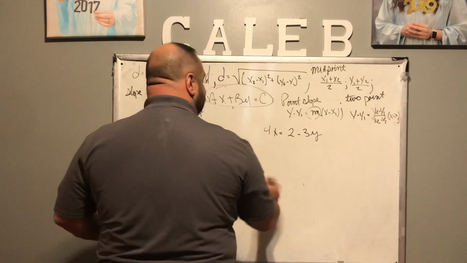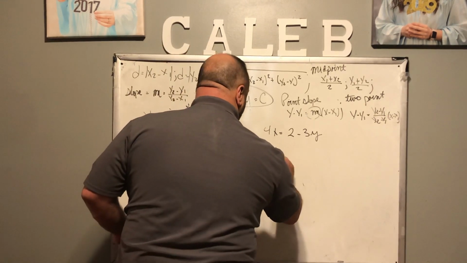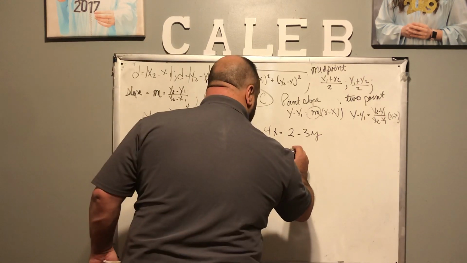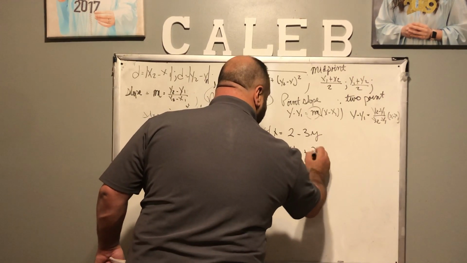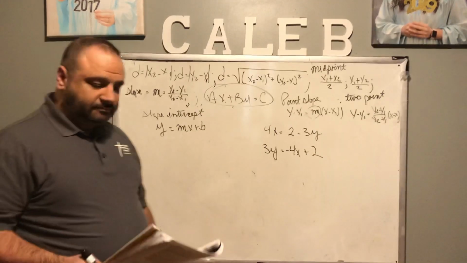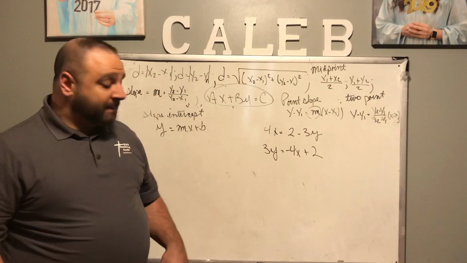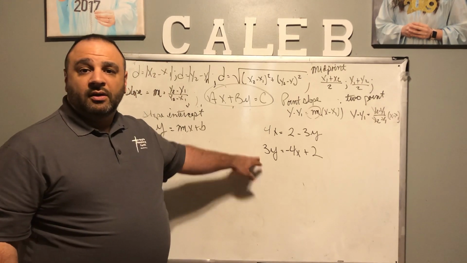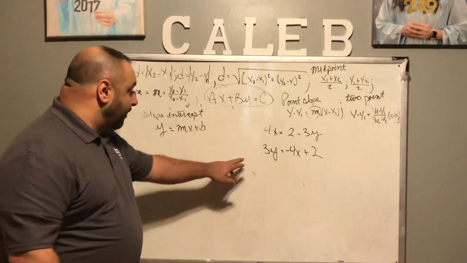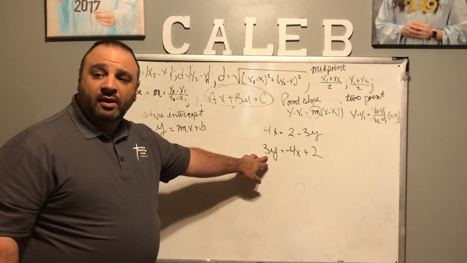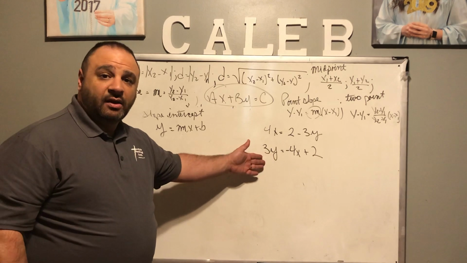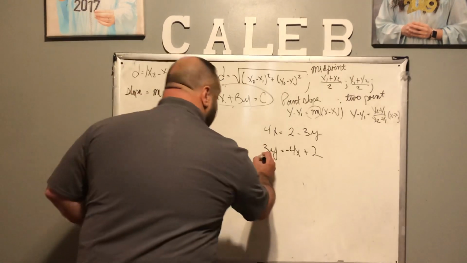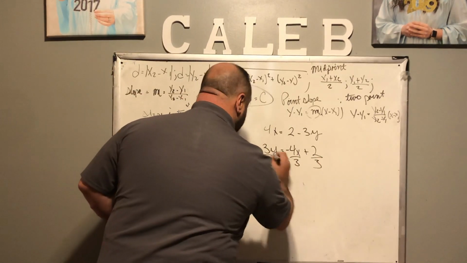Again, addition axiom of equality. So we have positive 3y equals, and then I'm going to do the subtraction axiom of equality, which would be negative 4x plus 2. All right, now from here, I can't have a number in front of the y. So how do I eliminate this number? I divide by 3. And if I divide this side of the equation by 3, I have to divide the other 2 sides. So I'm going to divide everything by 3.